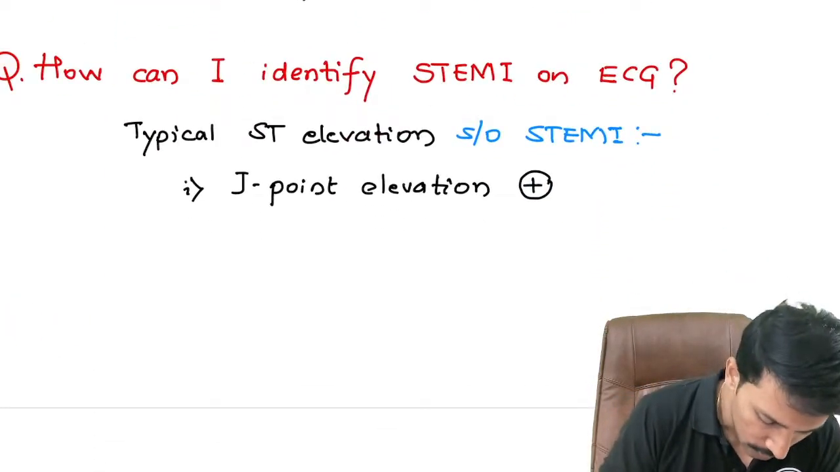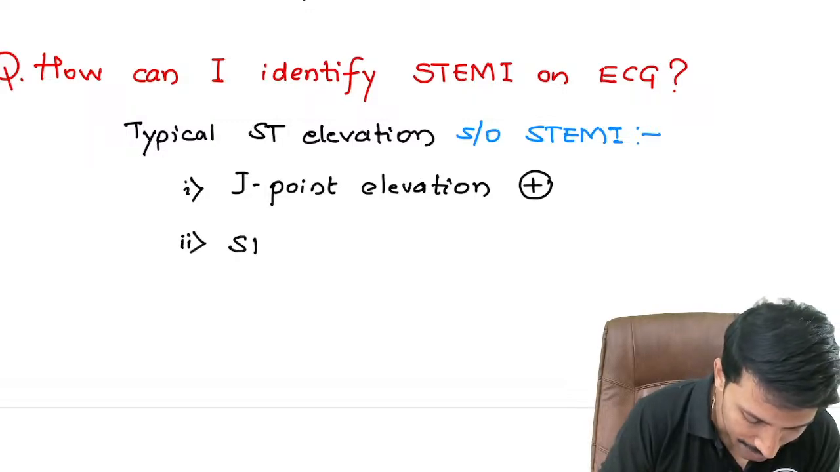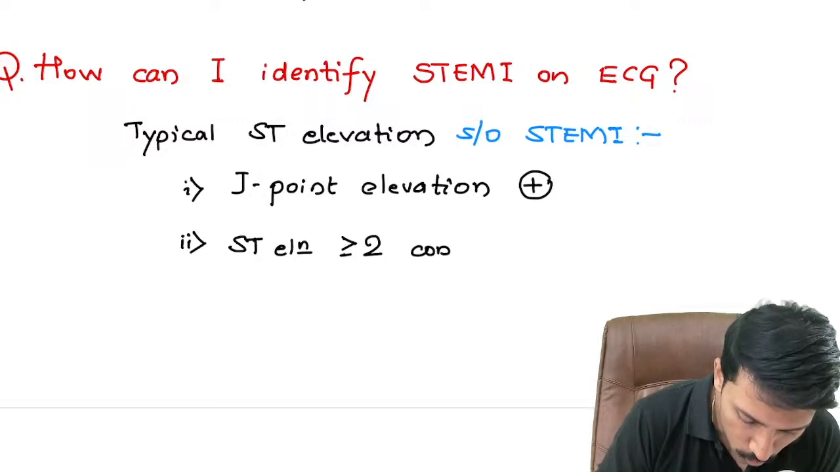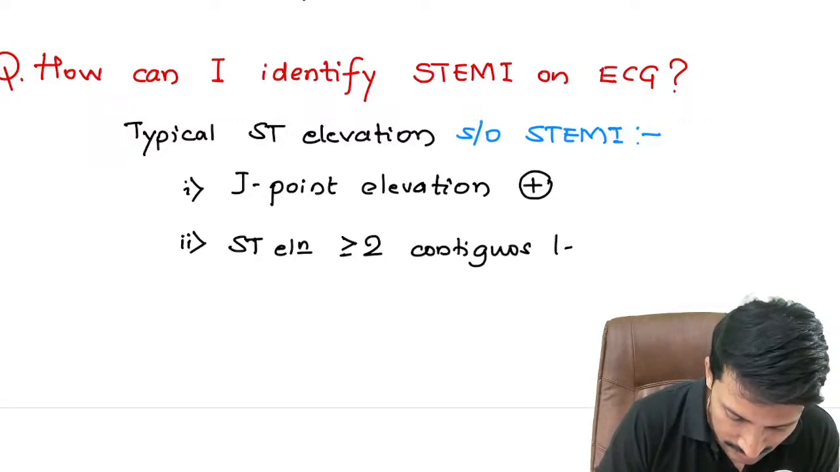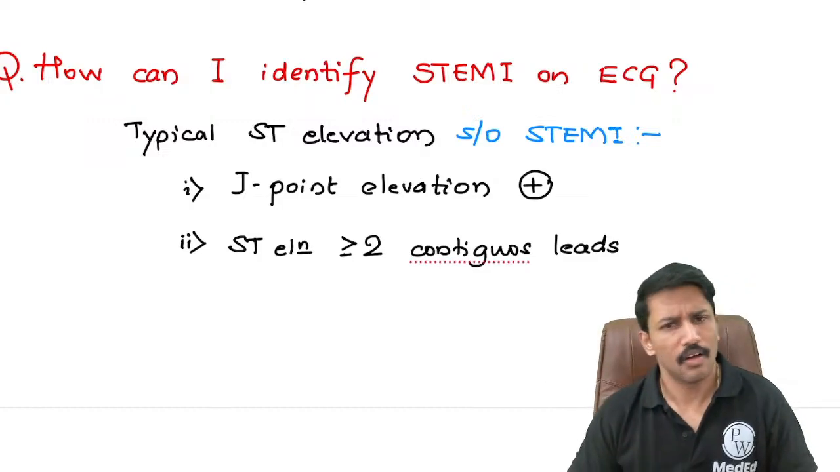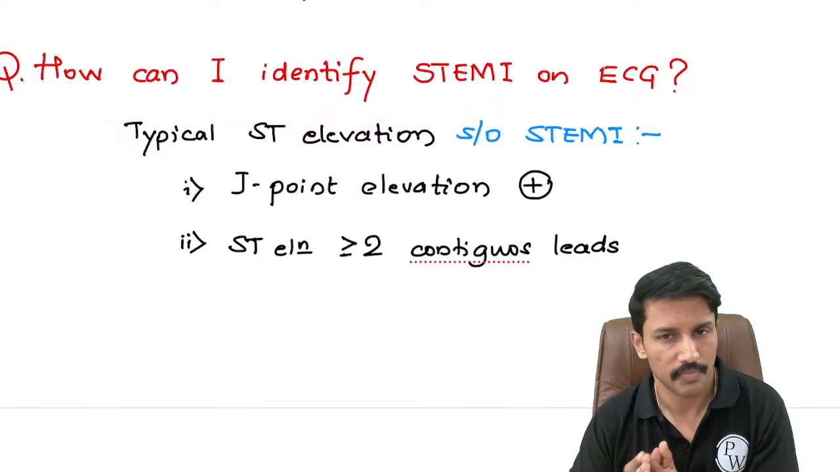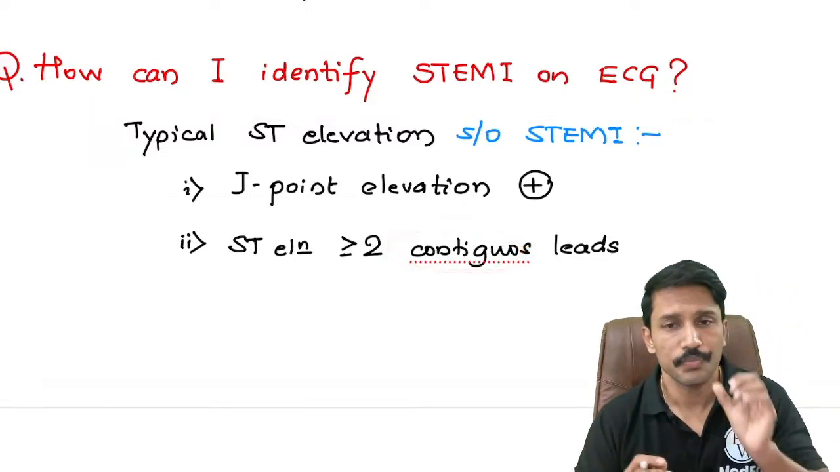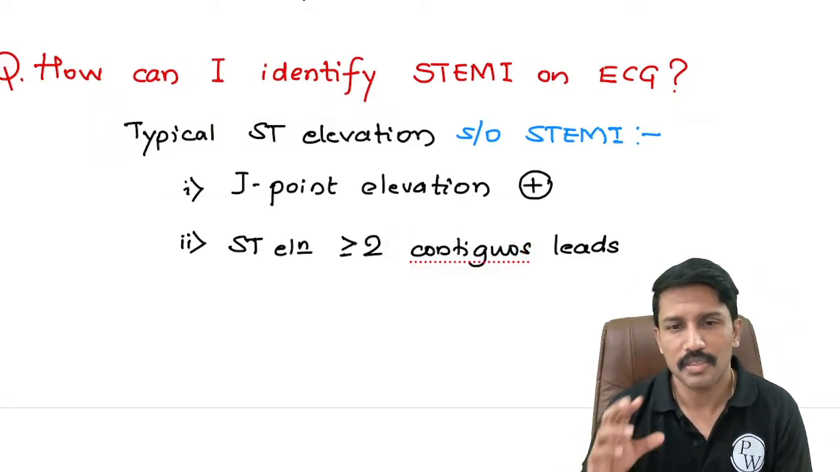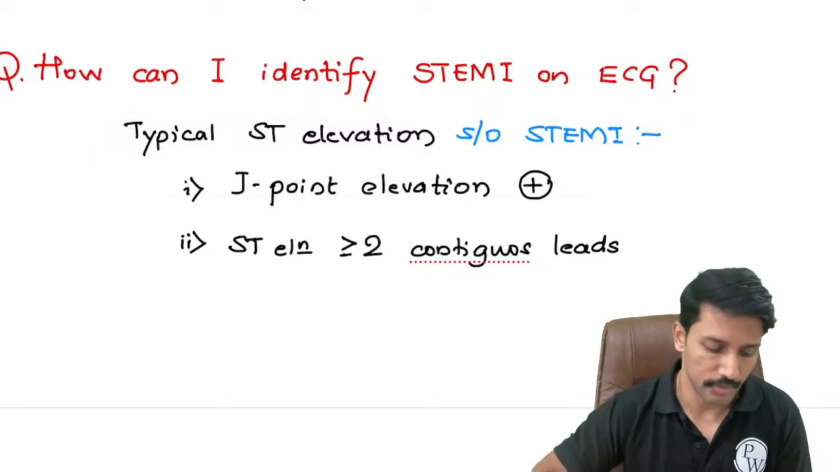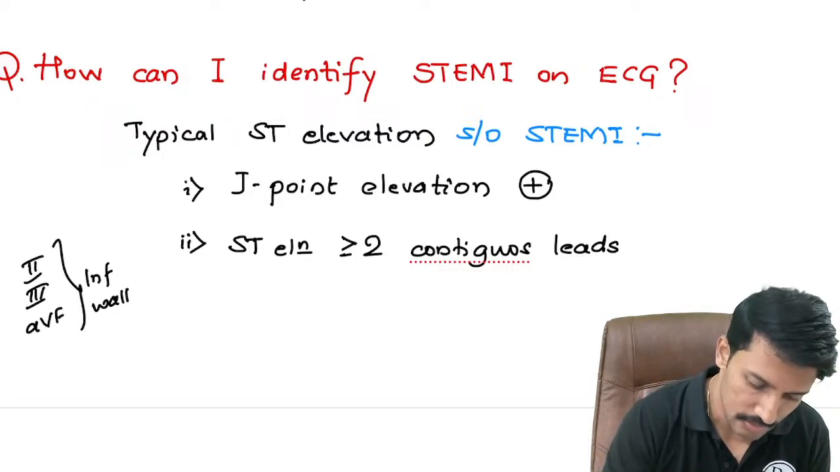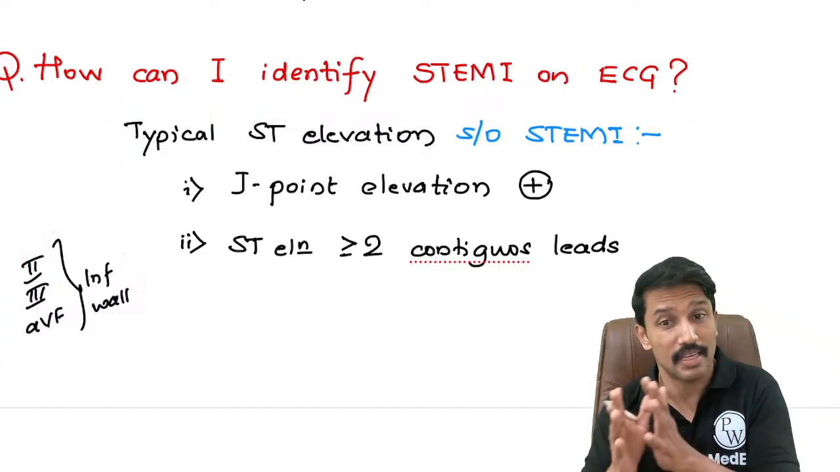Then the second point: to call it ST elevation MI, there should be ST elevation in greater than or equal to 2 contiguous leads. Now, what do I mean by contiguous leads? Of course, I'm not talking about continuous leads. I'm not Shashi Tharoor and I'm not trying to complicate English. When I say contiguous leads, it refers to those leads on the ECG which are representing the same part of the heart. For example, leads 2, 3 and AVF are all representing the inferior wall of the heart, so they are representing the same part of the heart.